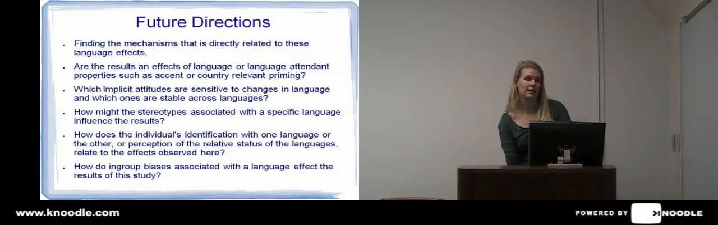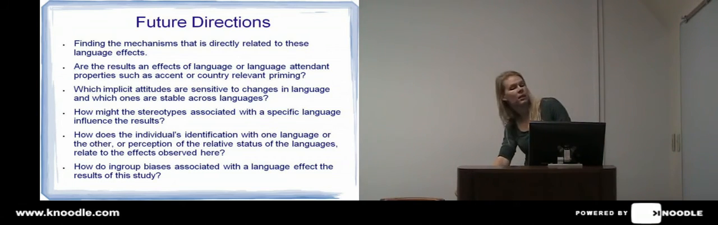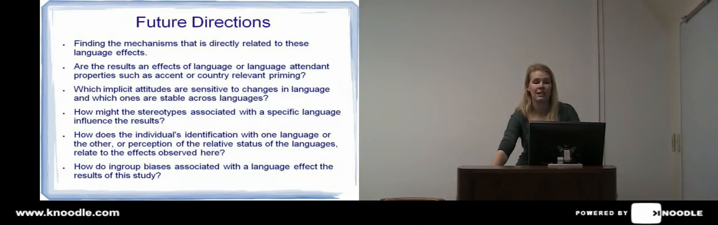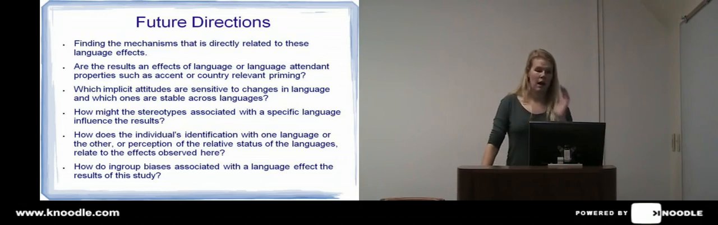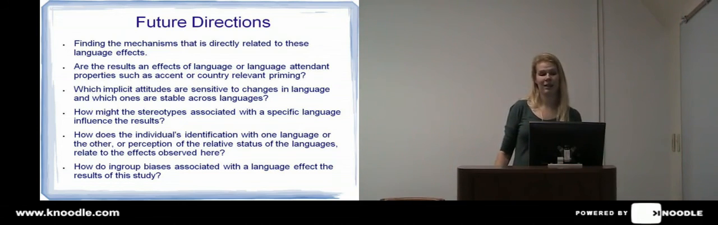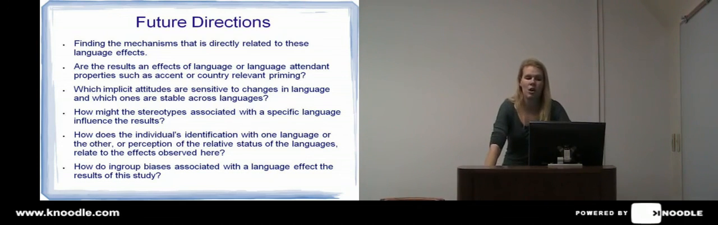So what mechanisms lead language to influence the attitudes or preferences for specific names over another? Are the results of this test an effect of language or language-attendant properties such as accent or country-relevant priming? Which implicit attitudes are sensitive to changes in language and which ones are stable across cultures? How might the stereotypes associated with a specific language influence the results? How does the individual's identification with one language or the other, or the perception of relative status of the language, relate to the effects observed? And how do in-group biases associated with the language affect the results of the study?